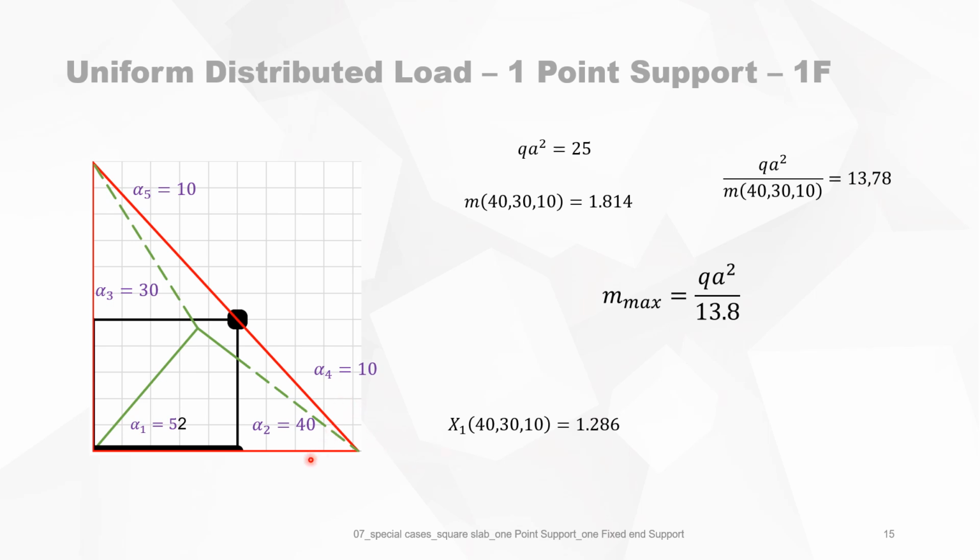So the maximum is achieved by alpha 2 of 40 degrees. Alpha 4 is 10 degrees, so this is 50 degrees. Alpha 3 is 30 degrees, and this is 10 degrees, so this is 40 degrees. 40 and 50 is 90, so that's okay. This solution is good. And this is 52 degrees.